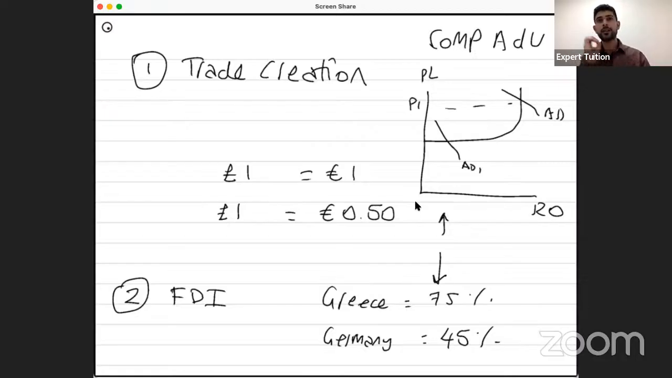Okay, let's do one last eval. One last eval is to talk about how, by the way, this topic, if you think about it, trading blocs come under the remit of what? It is within globalization, if you think about it. Globalization is closer integration of countries.